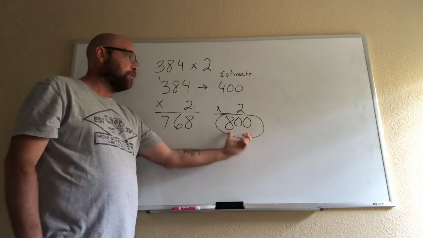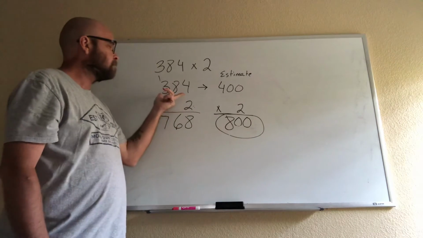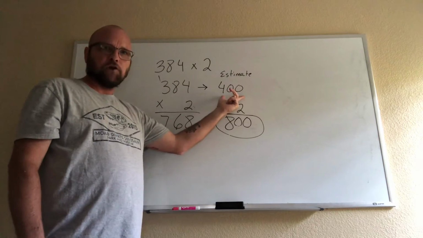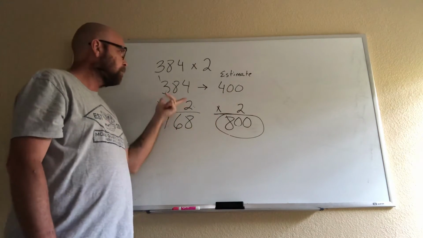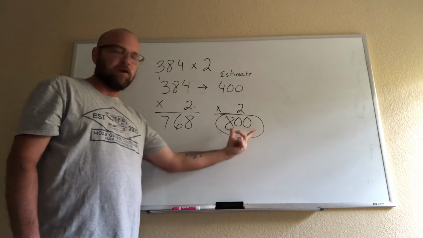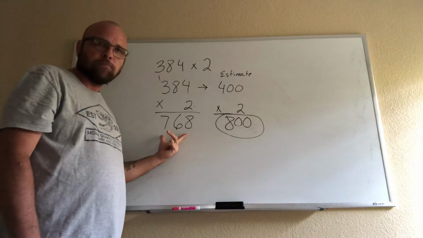Now why is it smaller than 800? Because I started with 384 and I made this bigger. This factor is bigger than what it started as. So my estimate is probably going to be bigger than what my actual product is.